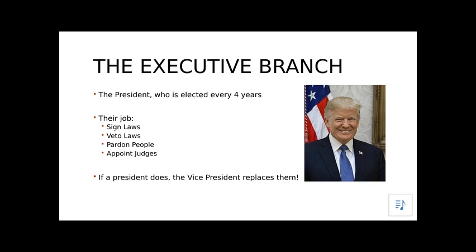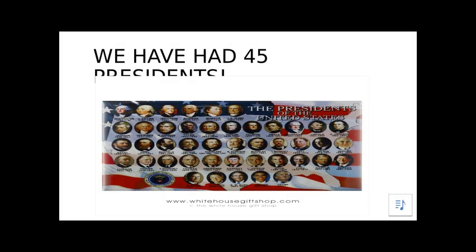Now, presidents can only have 2 consecutive terms, and their main jobs are to sign laws, veto laws, pardon people, and appoint judges, and those are really the functions of the executive branch. And if a president dies, the vice president replaces them. We've had 45 presidents, and this graphic is not the world's greatest picture, but as you can see, we've had a lot of presidents, 45 to be exact, and at the end you'll see President Trump.